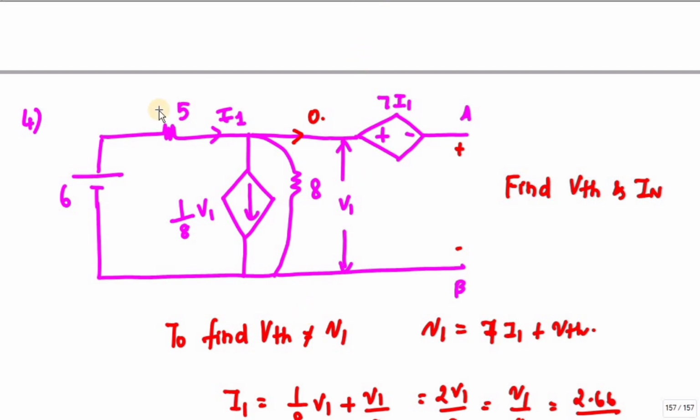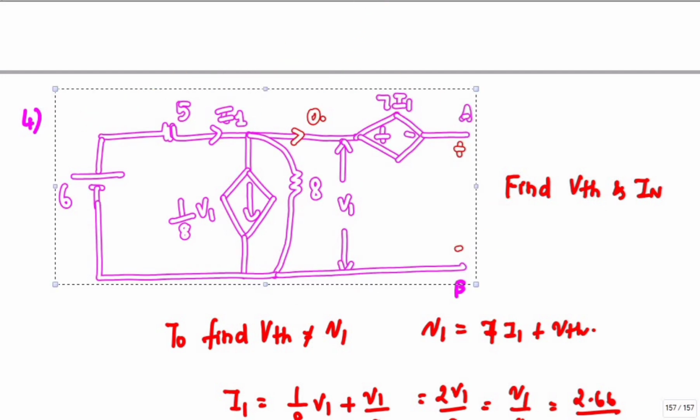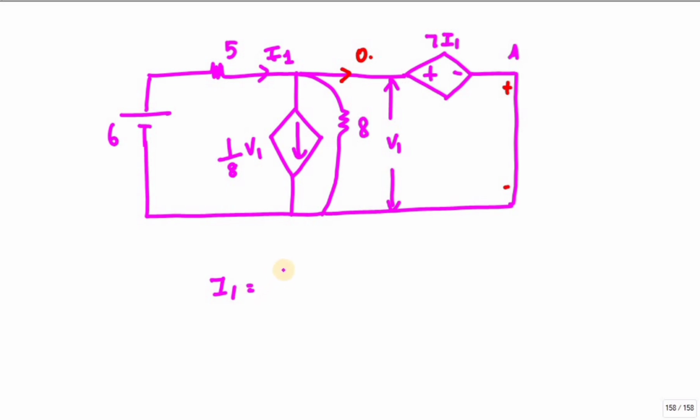So you have to short circuit that output terminal in order to find the value of IN. So now I can write I1 is equal to 1 by 8 of V1 plus V1 divided by 8 plus IN, right?